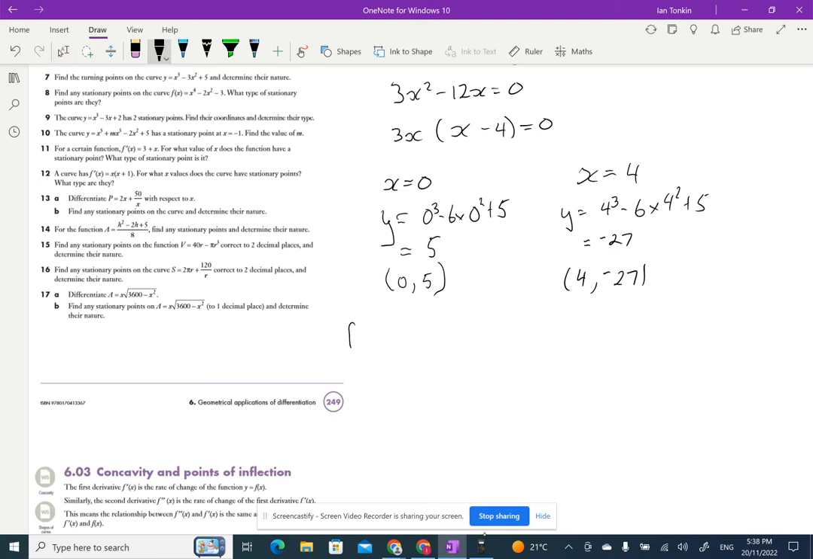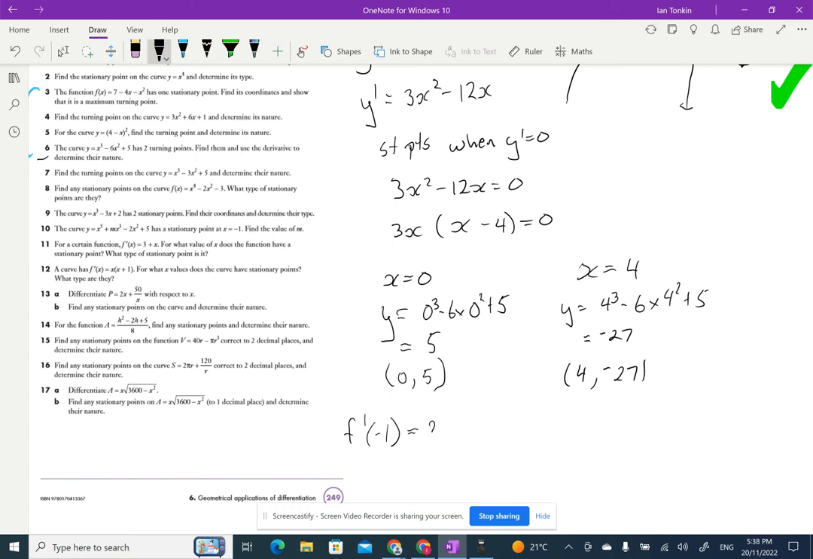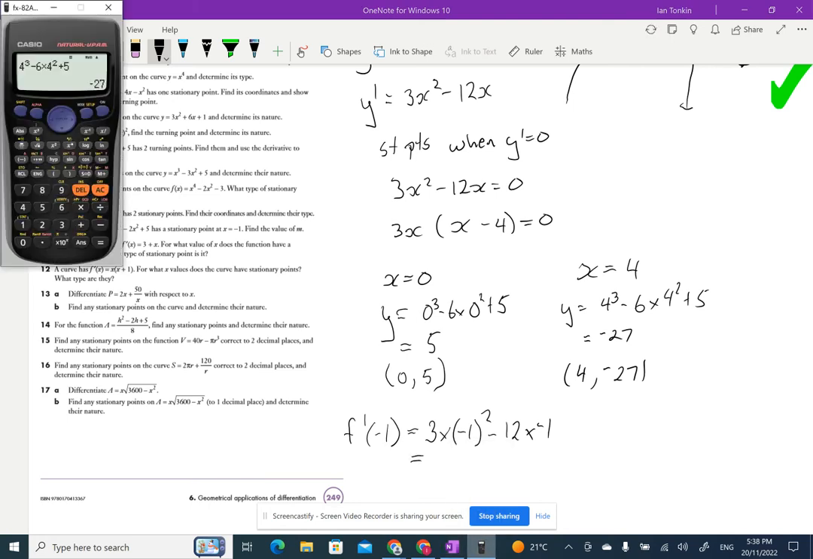So I'm going to find f dash a little bit to the left, f dash of negative 1. So if I look at f dash of negative 1, remember f dash is 3x squared minus 12x, equals 3 times, you better put your negative 1 in brackets, squared minus 12 times negative 1. Now I'm going to do this a fair bit, so I want to show you a trick on your calculator, which you may or may not already know. I'm just going to put negative 1 in there.